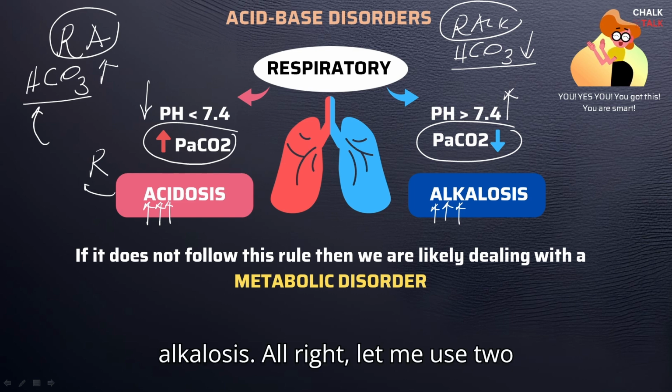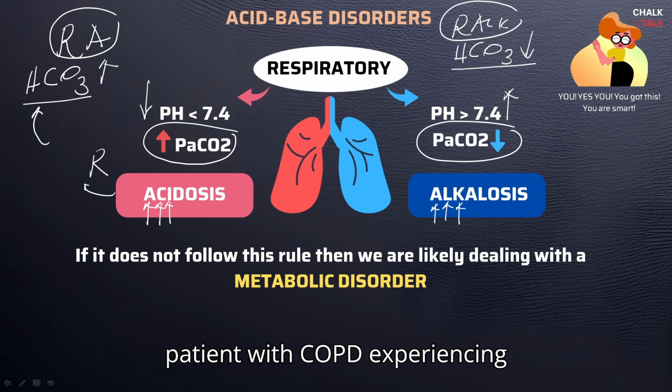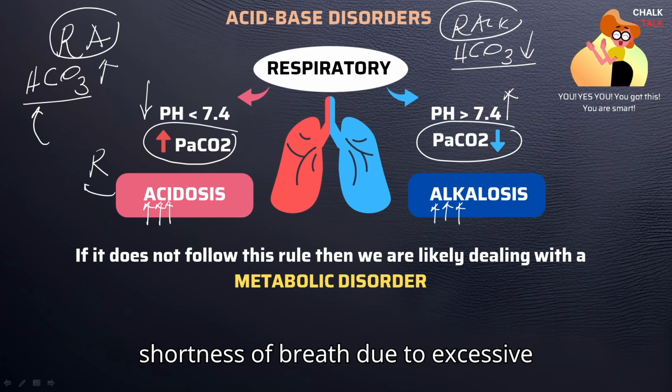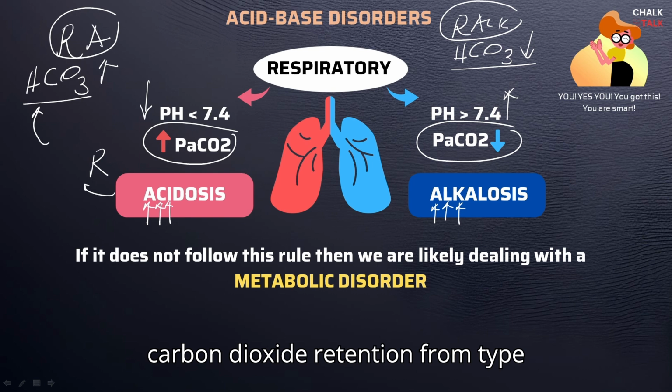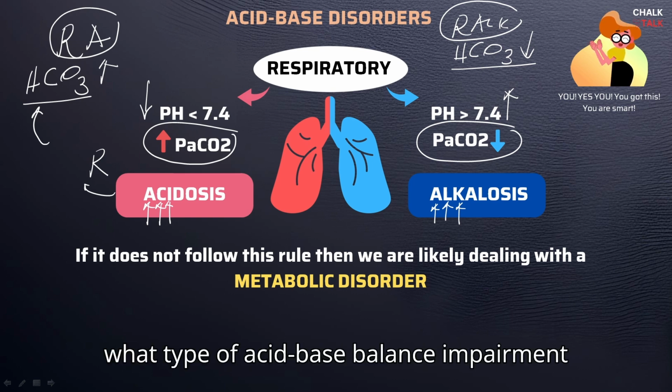All right, let me use two scenarios here. First, consider a patient with COPD experiencing shortness of breath due to excessive carbon dioxide retention from type 2 respiratory failure. Question: what type of acid-base balance impairment is most likely?